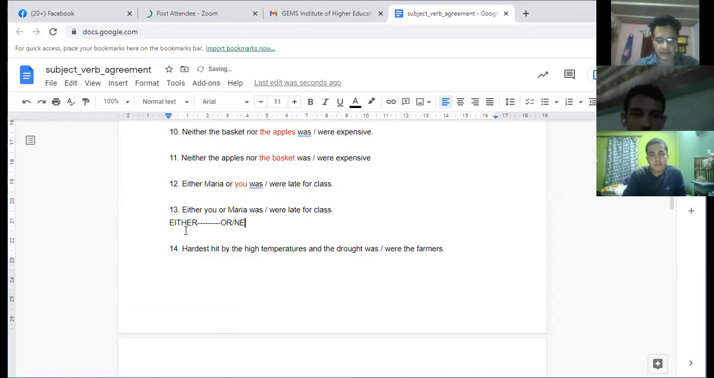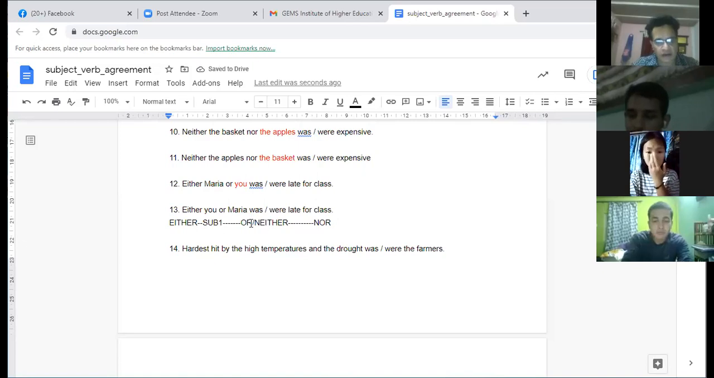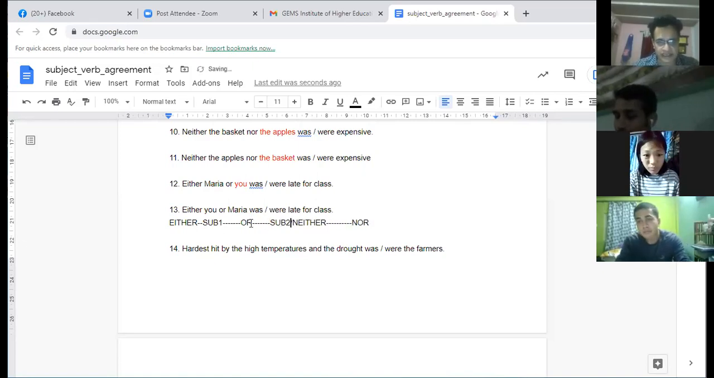Isai ko negative ma ke huncha, neither nor. So your structure ma always after either tapaile subject one paunu huncha, and after or you will find out another subject. Yes. So that is called subject two. Yes. And after neither tapaile subject one jaile pani yahi structure huncha, after nor your subject two is there.